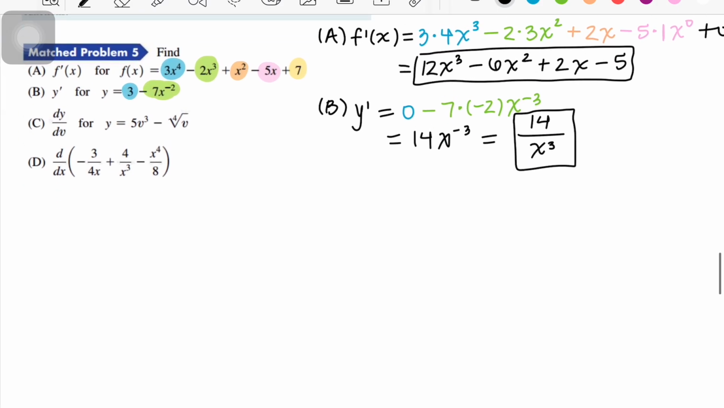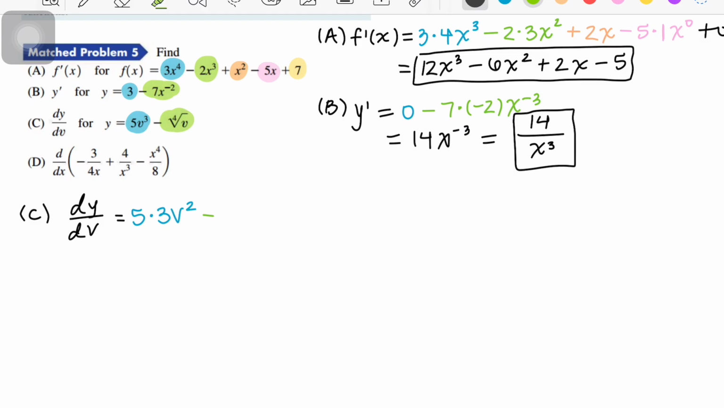All right, let's look at part C here. We're given y is equal to 5v cubed minus the fourth root of v. And so we'll write our derivative as this. So again, we're going to look at everything separately. So let's find the derivative of 5v cubed first. Constant multiple property and power property tells us we're going to take 5 times 3, v to the power 2. And then we'll subtract out the derivative of this guy here.